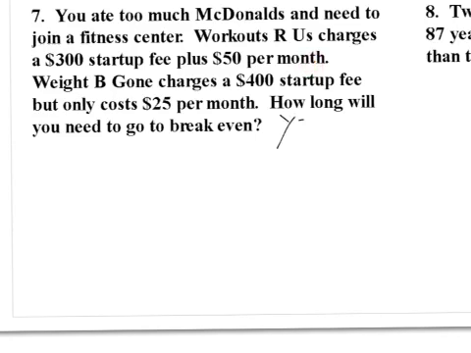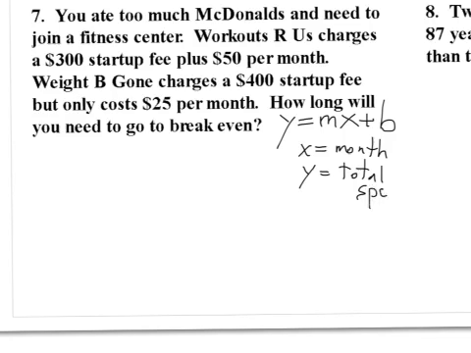So in that case, you use y equals mx plus b. On the problem we did before, we used ax plus by equals c. But here we're going to use y equals mx plus b. For each of these, let's let x equal the number of months that we go, and let's let y equal the total money that we spend. So y is going to stand for the total of each of them. It's going to do double duty here. So Workouts R Us has a $300 startup fee plus $50 a month.